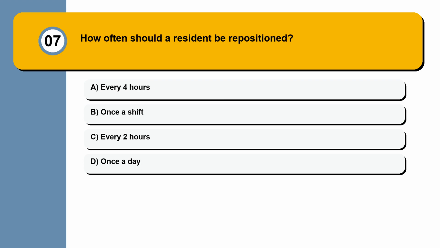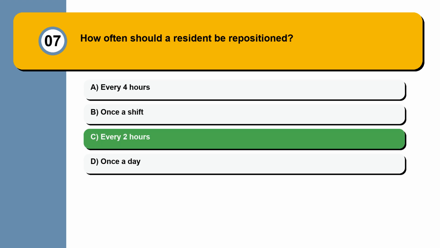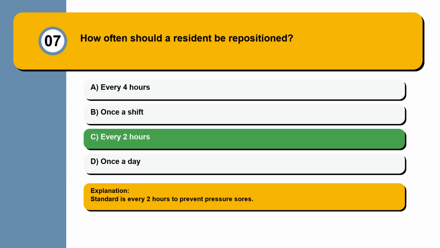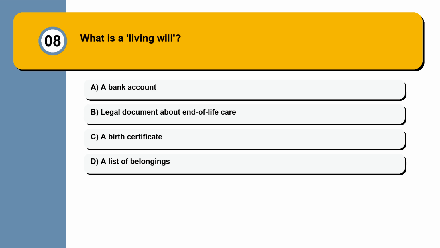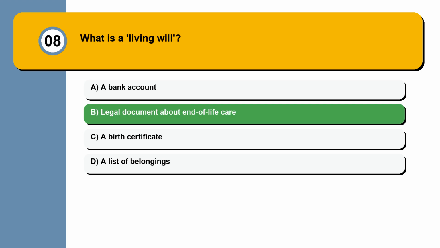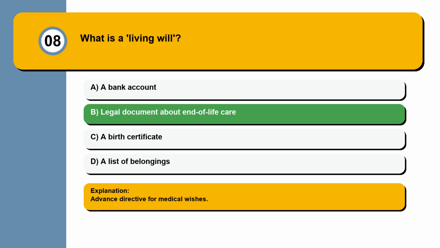Question 7. How often should a resident be repositioned? Every 4 hours. Once a shift. Every 2 hours. Once a day. Standard is every 2 hours to prevent pressure sores. Question 8. What is a living will? A bank account. Legal document about end-of-life care. A birth certificate. A list of belongings. Advance directive for medical wishes.